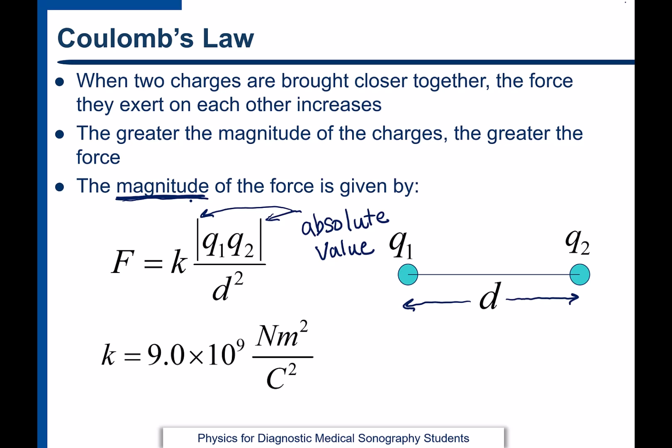Okay, so Q1 and Q2 represent the charges, D represents the distance between them. The one other thing in this formula that you haven't seen before is K, and K is simply a constant that has a value of 9 times 10 to the 9th.